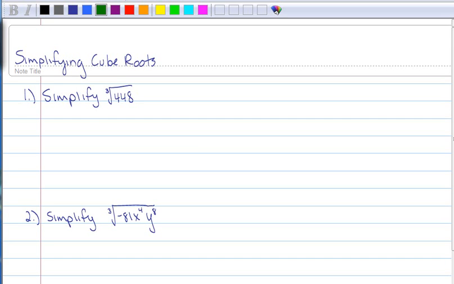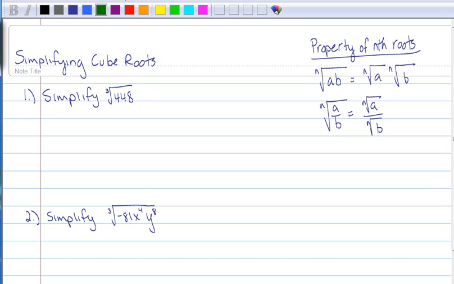In this video, I'm going to show you how to simplify cube roots by doing the following two problems. To simplify a cube root, I'm going to use the following property, the property of nth roots.